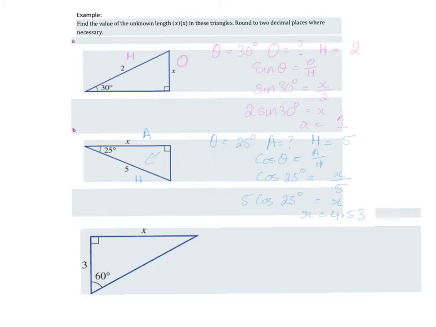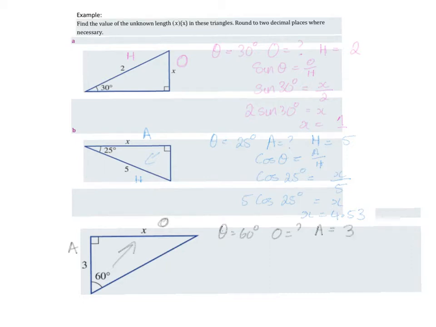Okay, last one. Let's do the same thing. Let's label our triangle again. So again, directly across from the given angle, I have the opposite, and between the given angle and the 90-degree angle, I have the adjacent. So what information do I have? I have the angle, which is 60 degrees. I have the opposite, which is what I am looking for, and the adjacent is equal to 3.